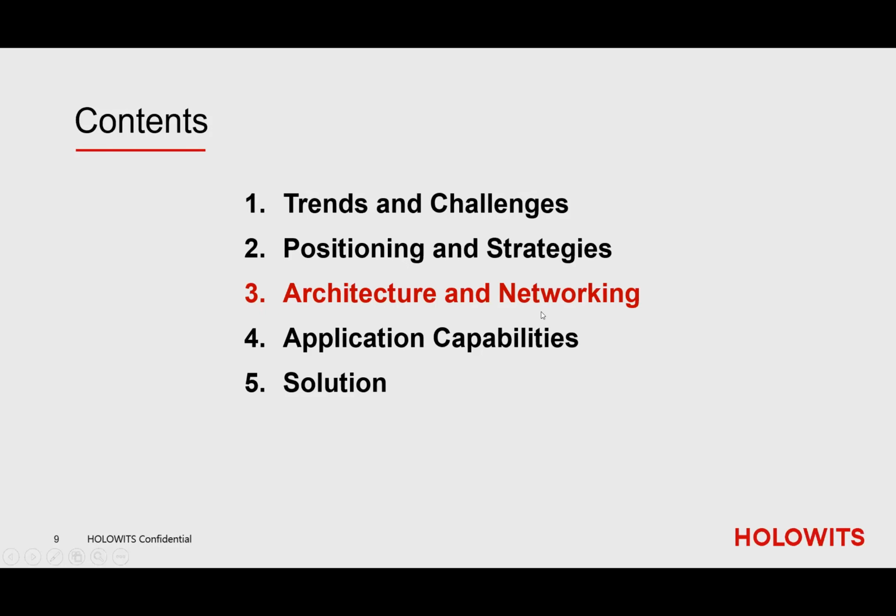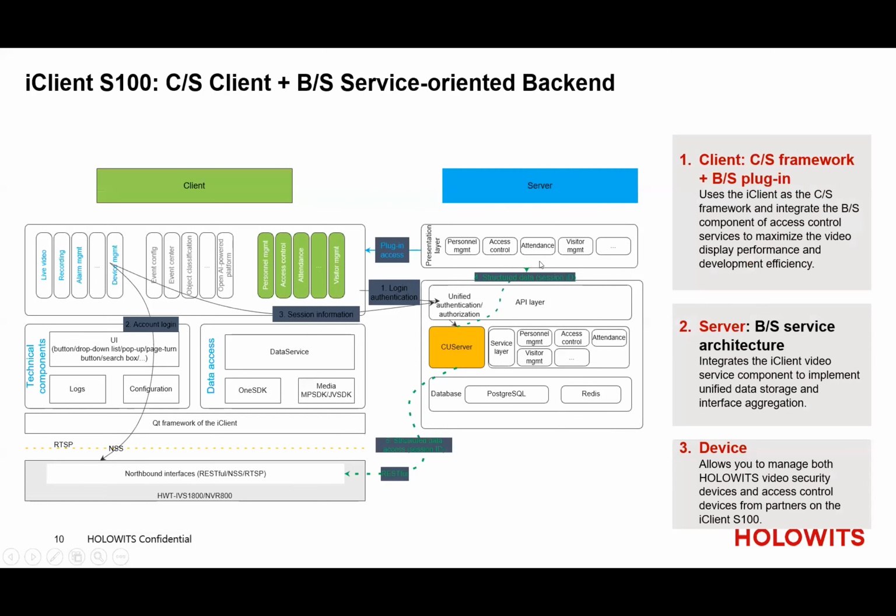Now let's talk about the architecture and networking. The architecture of S100 is broadly divided into two parts. One is our client. Another is servers. The client is mainly the function modules of these capabilities on our interface, while the server is mainly to complete some docking between us and the underlying devices, and some intermediate business processing is placed on our servers to deal with.